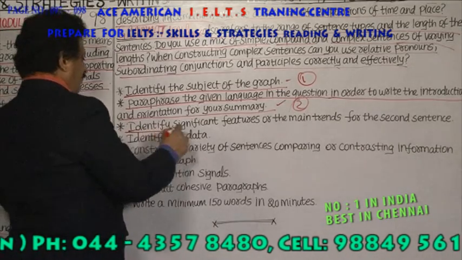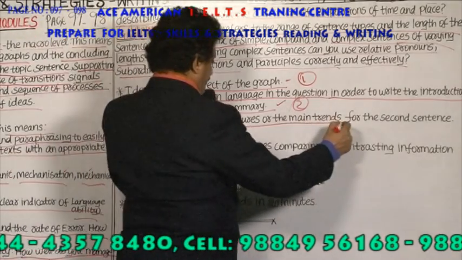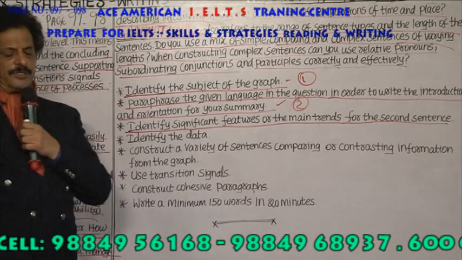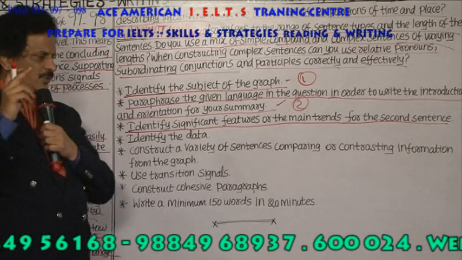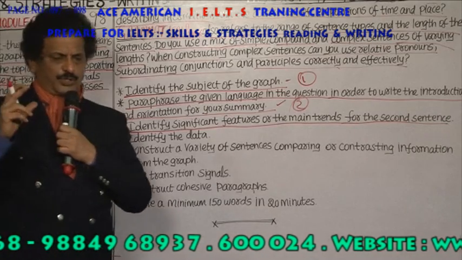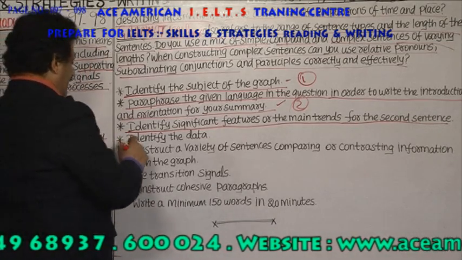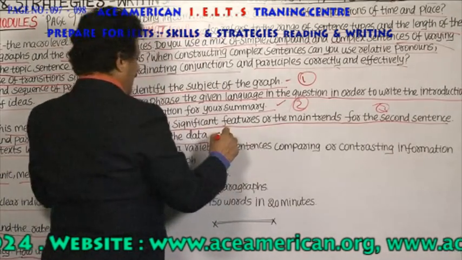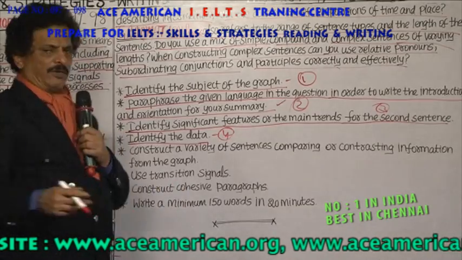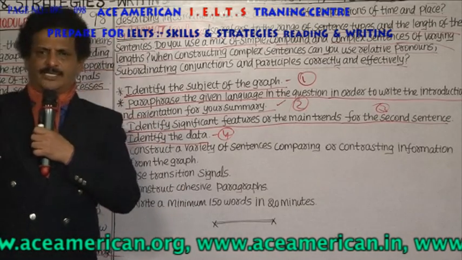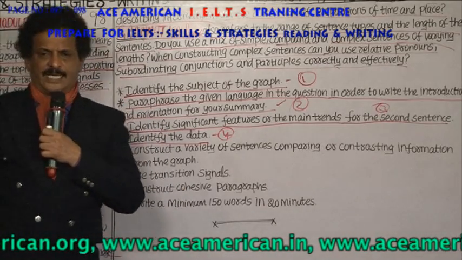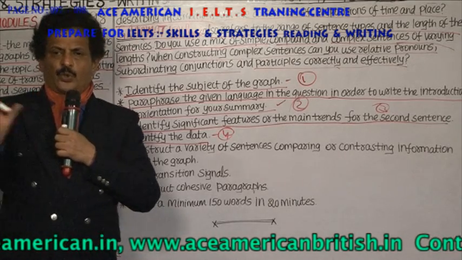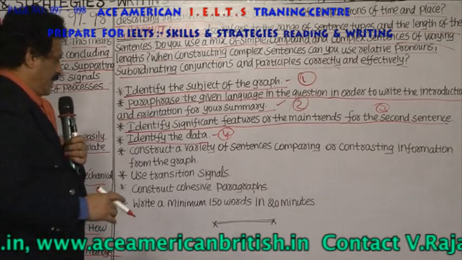Then identify significant features of the main trends for the second sentence. For the second sentence, you have to identify what the features and trends are which you have to write. Identify the data, find out the data. This is the third one. For example, percentage of population in Australia, Canada, or comparison between Australia and Canada, or usage of machineries, or difference between the climate. So various data you have to first find out.